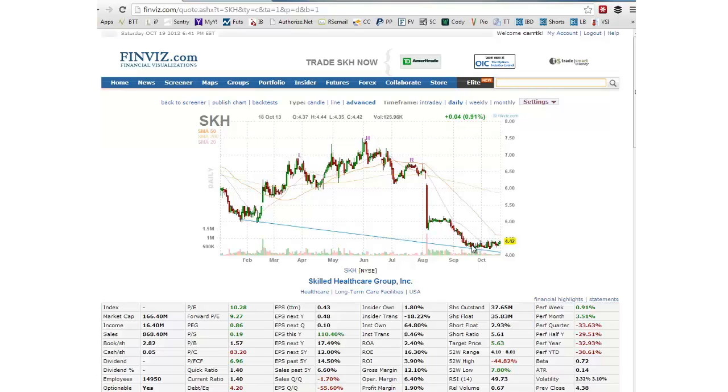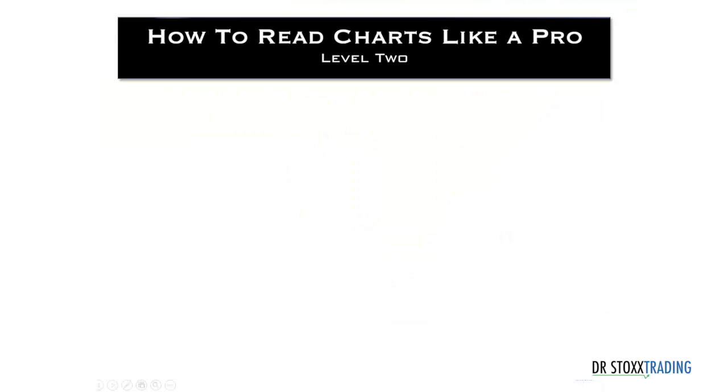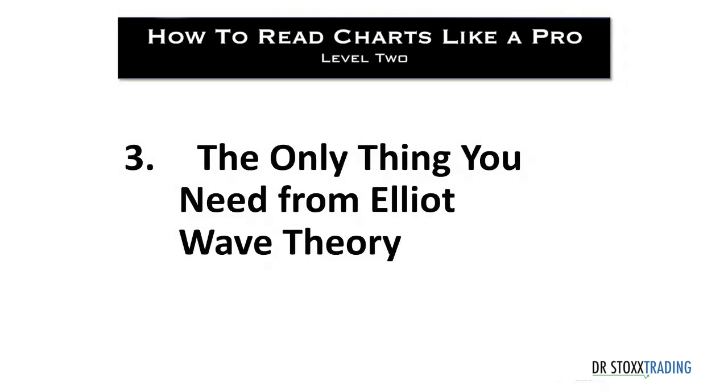So this was a very nice complete pattern, which would have made, gosh, if you had shorted it where I suggested up above 650 and held it down below 450, you're looking at a nice, I don't know, 30% trade there. So that's a beauty. So we come now to part 3, the only thing you need to know from Elliott wave theory.